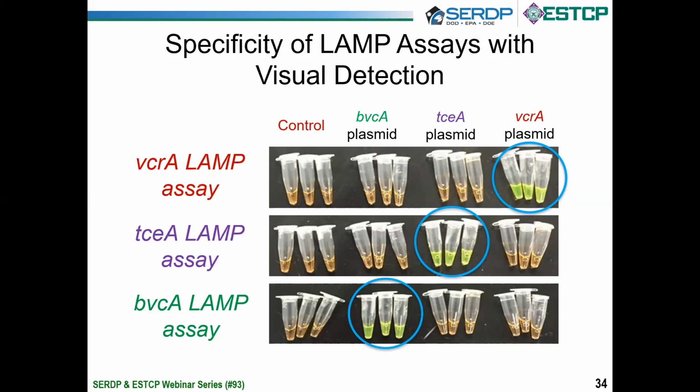A similar test was performed for the TCEA LAMP assay, shown in the middle of the slide, and the BVCA LAMP assay on the bottom of the slide. In all cases, a positive signal was generated by the plasmid with the clone target circled in blue. These results suggest that the LAMP assays are specific to their target genes.